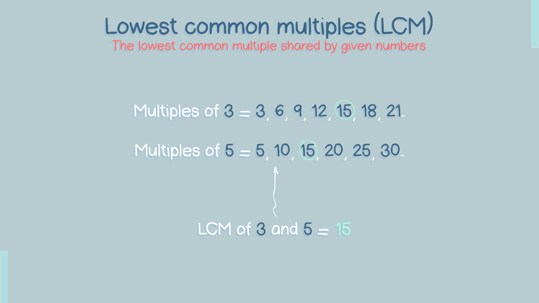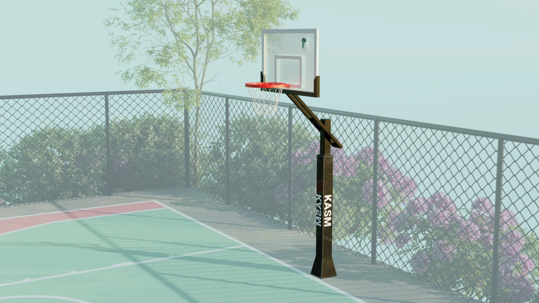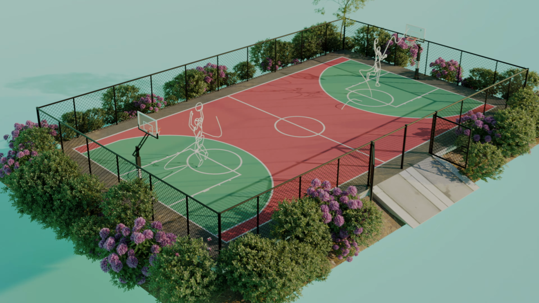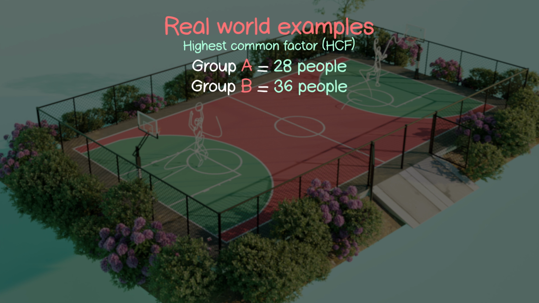So now that we've built up our understanding of factors and multiples, let's look at some examples that are a bit more interesting and a bit more applicable to life. Two groups of friends meet up on a weekend to play a friendly basketball tournament. Keep all the friends in group A together and all the friends in group B together, but split both groups up into the largest teams possible that are of equal sizes across both groups.